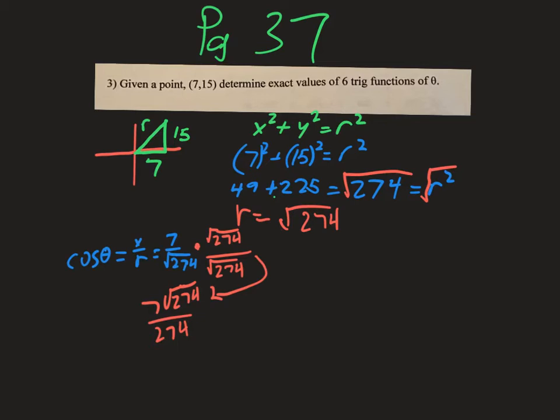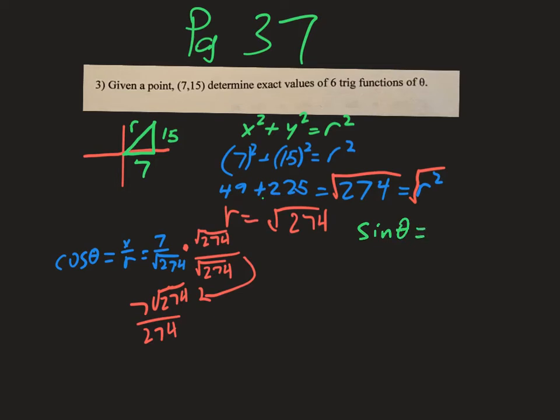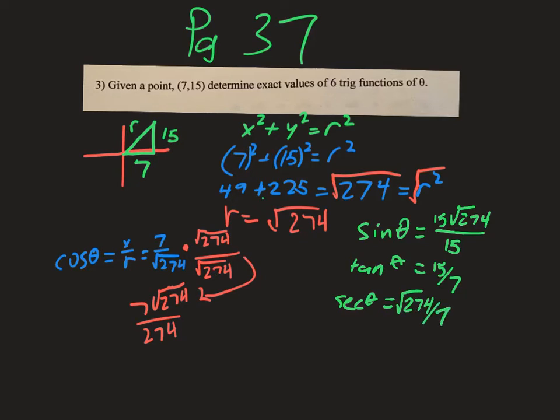Okay, so with that answer, we can now go ahead and find the other ones. They should all kind of follow the same concept, right? Look at the definition and then plug in the numbers. So I'm going to start with sine. We've got sine theta, which is going to be 15 root 274 over 274. Tangent theta, which will be 15 over 7. We've got secant theta, which will be square root of 274 over 7, cosecant, which is root 274 over 15, and cotangent theta, which is 7 over 15. Okay, so guys, we just took the numbers and we plugged them back into definitions.